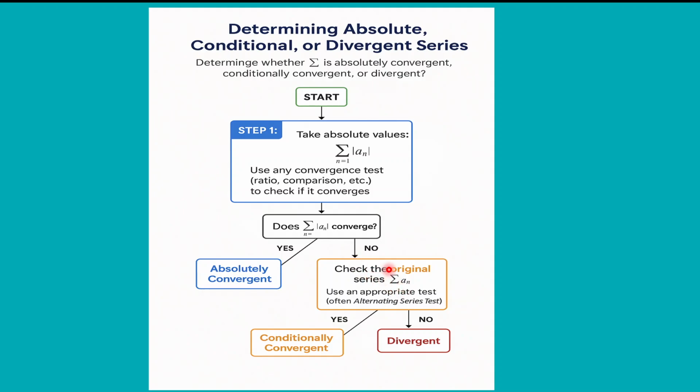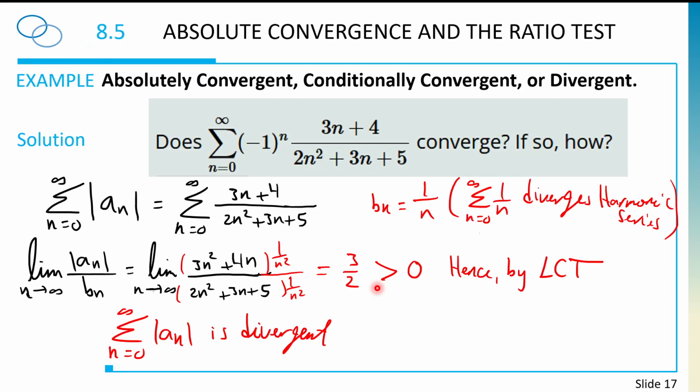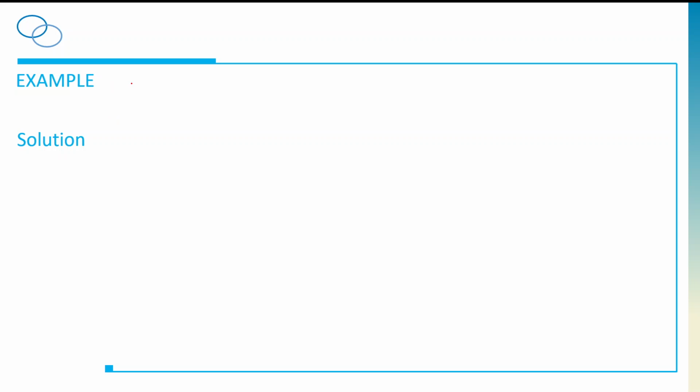I'll go back to the original one without the absolute value, then I'll check using any other test, most of the time the alternating series test. Okay, this is what I have to do. So we checked with the absolute value, it's divergent. Now I have to check without the absolute value. Let's continue in the next slide. So now I'll check without the absolute value.